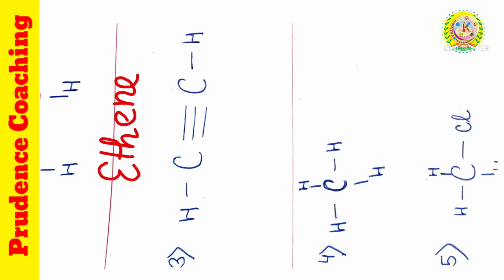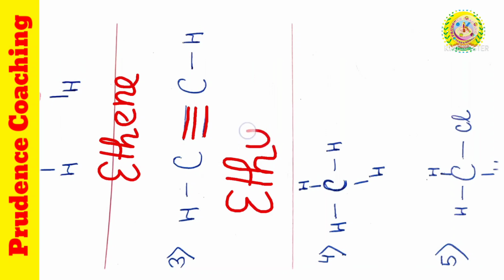Now let us move on to the next one, number 3. As you can see here also we have two carbons. One carbon means meth, two carbons means eth. So here we will use the prefix eth. After this you will find that 3 covalent bonds are there between the two carbons, and we know one bond means ane, two bonds means ene, and three bonds means yne. So here we will use yne. So this compound will be named as ethyne.